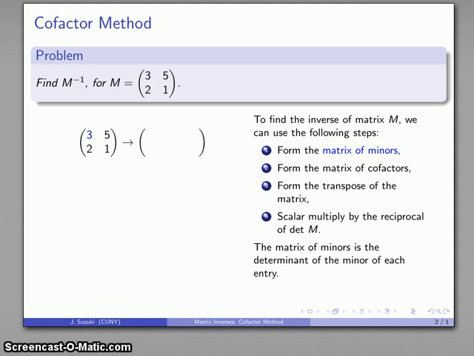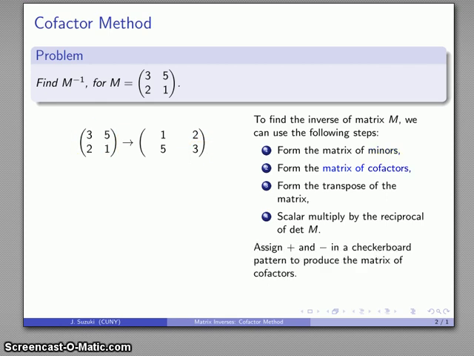So our first entry here, this 3, I'm going to wipe out the row and column that it's in. And what's left over is this, and the determinant of a 1 by 1 matrix is just the value of the matrix itself. Our next entry, 5, I'm going to wipe out the row and column that it's in, and my leftover matrix is 2 with determinant 2. Again, I'm going to take this entry, obliterate the row and column, 5, determinant's going to be 5, and then finally, that last entry, wipe out row, wipe out column, I have this, and the determinant is going to be 3. So there's my matrix of minors.